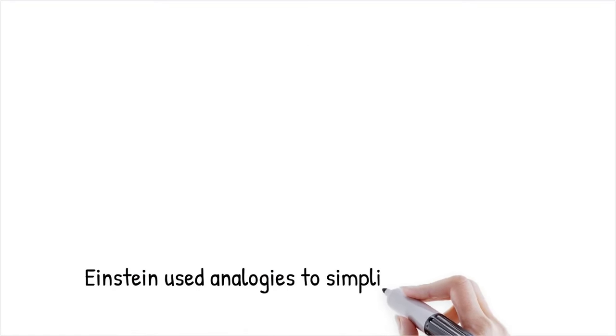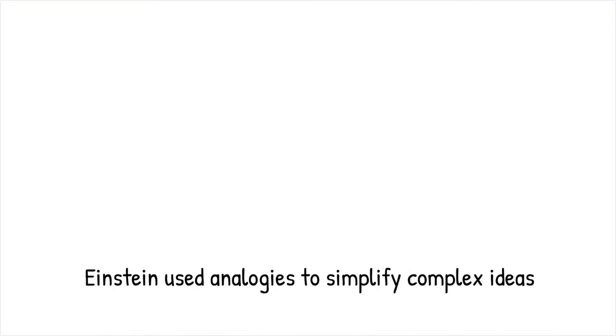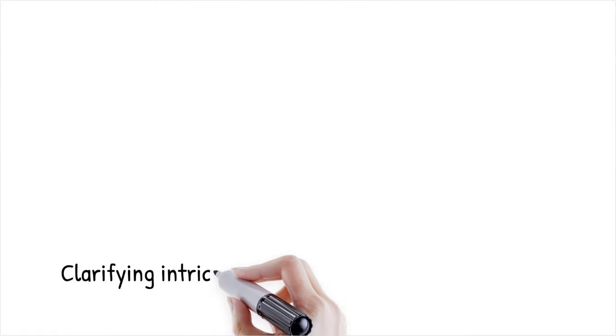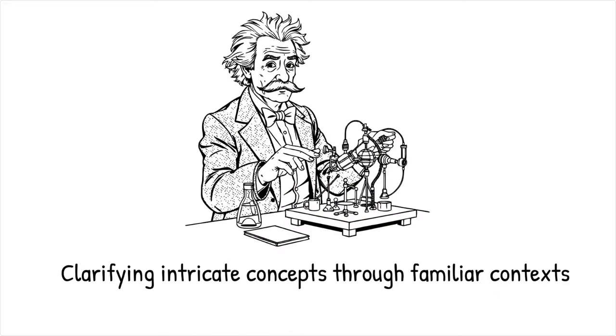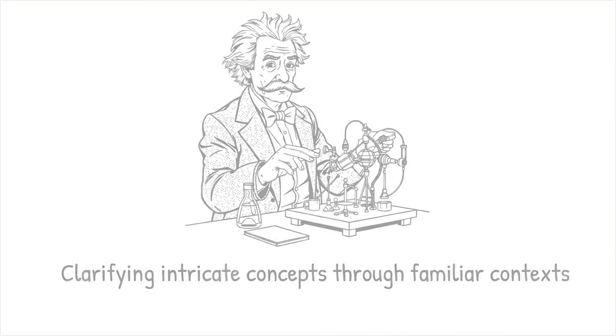Einstein frequently employed analogies and conceptual models to simplify and communicate complex ideas, as these analogies served as bridges between abstract theory and everyday experience, making his work more accessible. They allowed him to clarify intricate concepts and test the consistency of his ideas in a familiar context, a practice that remains a powerful tool in both teaching and scientific innovation.